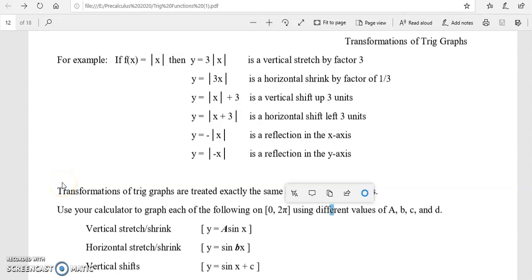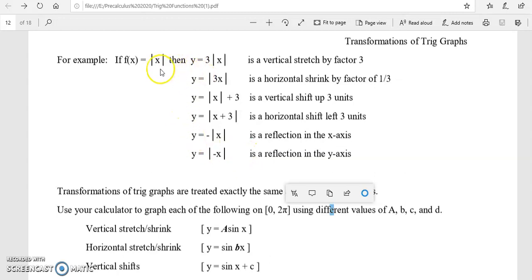Now we're going to look at transformations of trig graphs. And transformations of trig graphs, so y equals sine x, cosine x, tangent of x, and so on, are similar to any other transformation. So when we had the basic absolute value function, we had these different types of transformations. We had vertical and horizontal stretches or shrinks, vertical or horizontal shifts, up, down, left, right, and then we had reflections in the x and y axis.